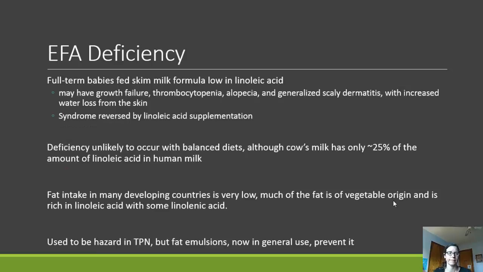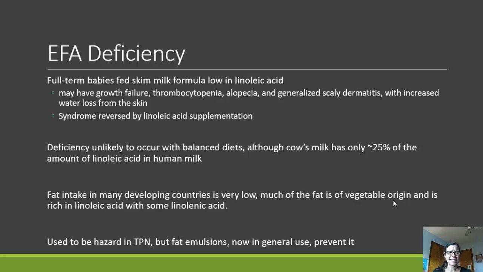Okay, so though EFA deficiency is really rare, we historically have seen it in a few different circumstances. So first, we could see it in full-term babies that are fed skim milk, which is low in linoleic acid, and we know for many reasons why we should not feed babies skim milk, but development of essential fatty acid deficiency is one of them. And typically, the negative consequences can be reversed with linoleic acid supplementation.